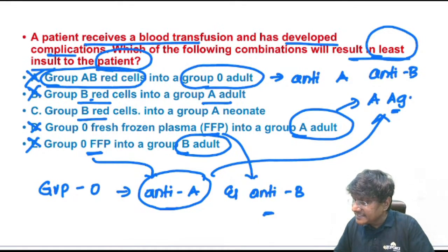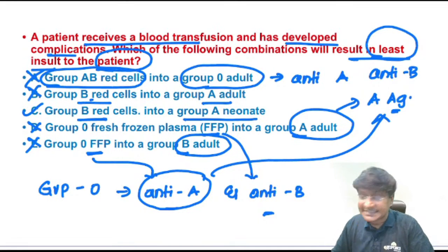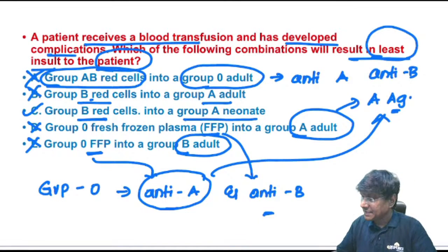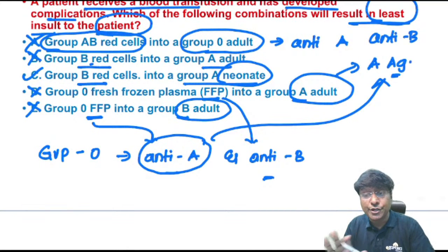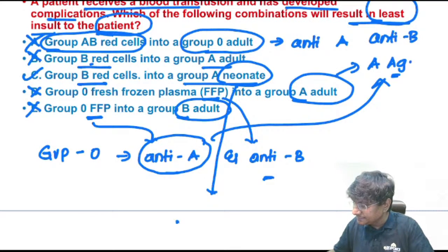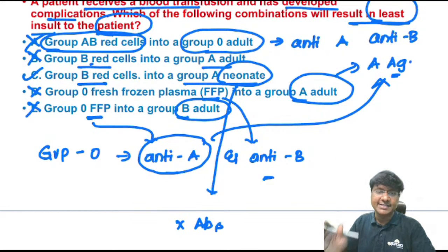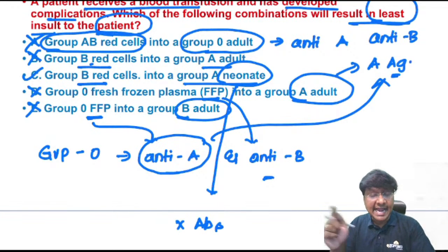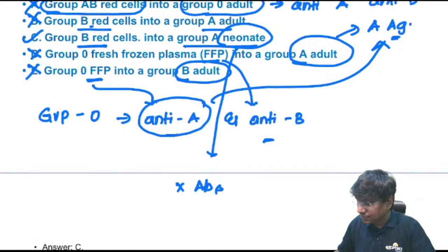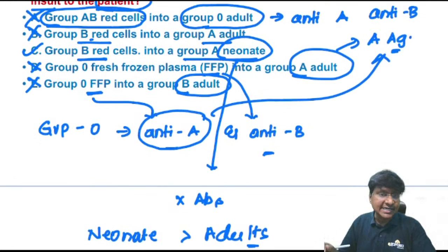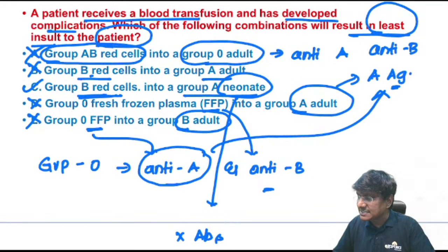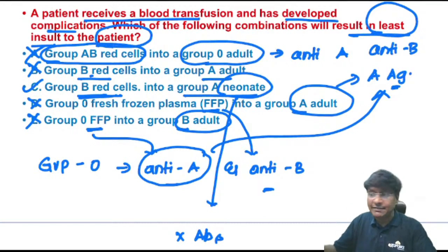Now group B red cells can be given into group A neonate, that will have less insult. Now the question is why? Because the neonate's immune system does not produce antibodies when exposed to exogenous antigens, and so neonates tolerate ABO incompatibility better than adults. So what is the correct answer here? The correct answer is group B red cells into group A neonate, they will have less insult.